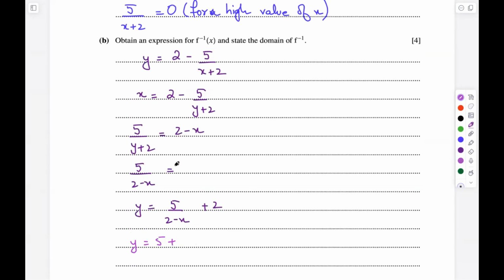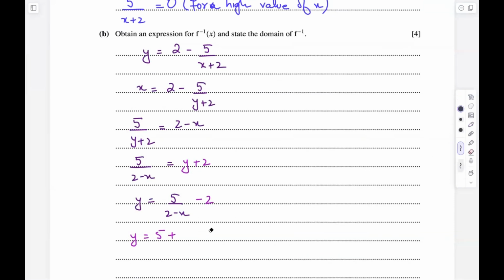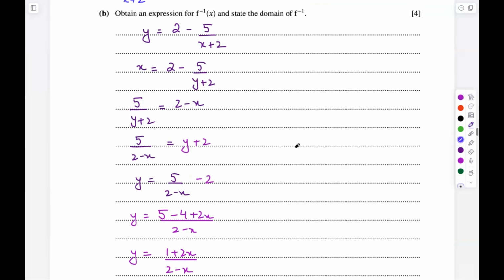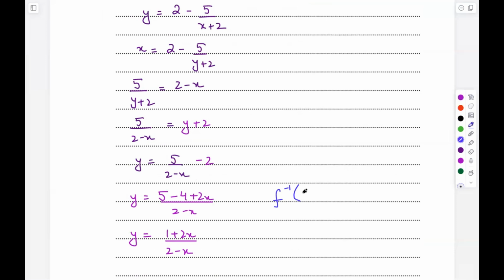So 5 upon 2 minus x is equal to y plus 2, and taking the 2 on the other side, this becomes a minus 2. So y equals 5 minus 2 times 2 minus x, that is 5 minus 4 plus 2x, upon 2 minus x. Simplifying this, y equals 1 plus 2x upon 2 minus x. So we can write that the f inverse function will be equal to 1 plus 2x upon 2 minus x.